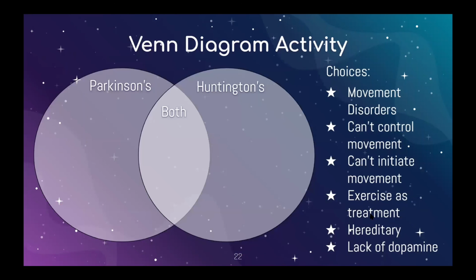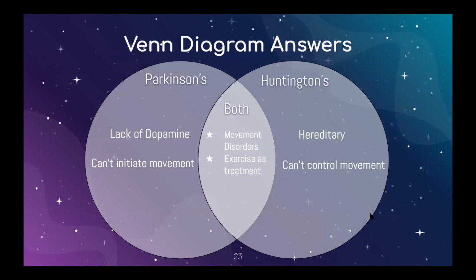As you probably have noticed, there are a lot of similarities between Huntington's and Parkinson's diseases. Let's test your knowledge. Can you fill in this Venn diagram? Pause this video and try to solve it. Here are the answers. The lack of dopamine and inability to initiate movement goes into Parkinson's, both known as movement disorders, and using exercise as treatment goes in the middle. And finally, the hereditary and can't control movement go into the Huntington section. Great job, everyone.